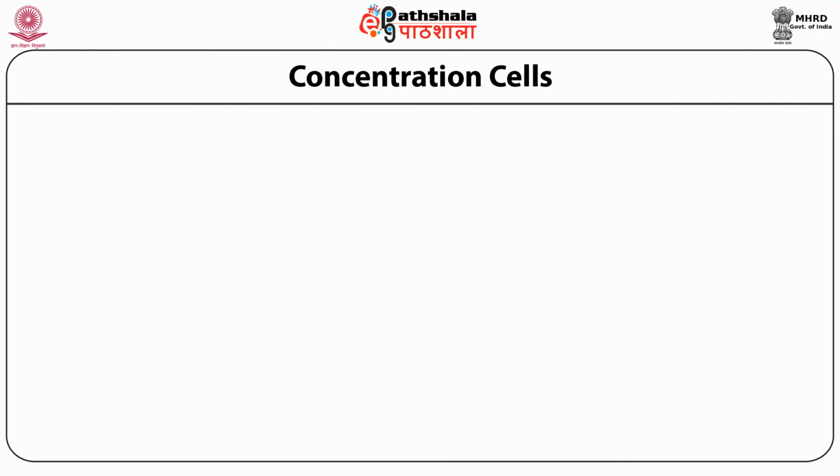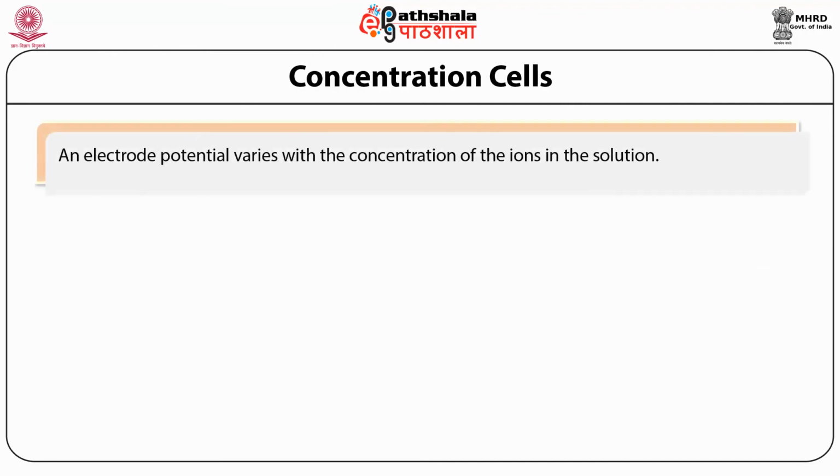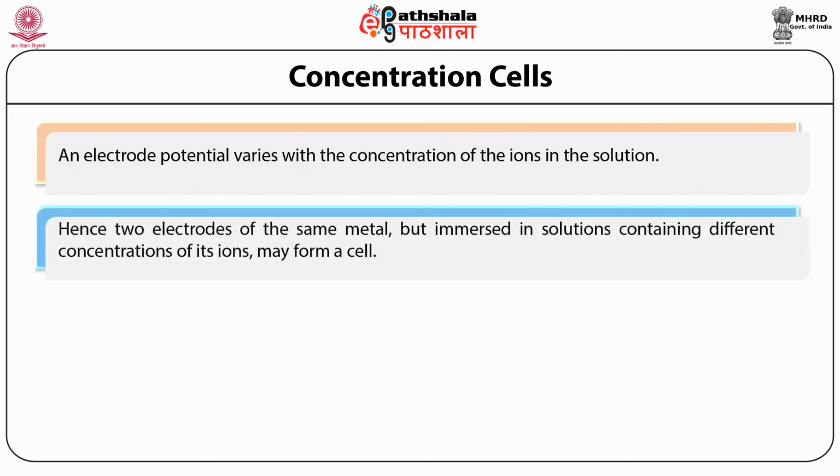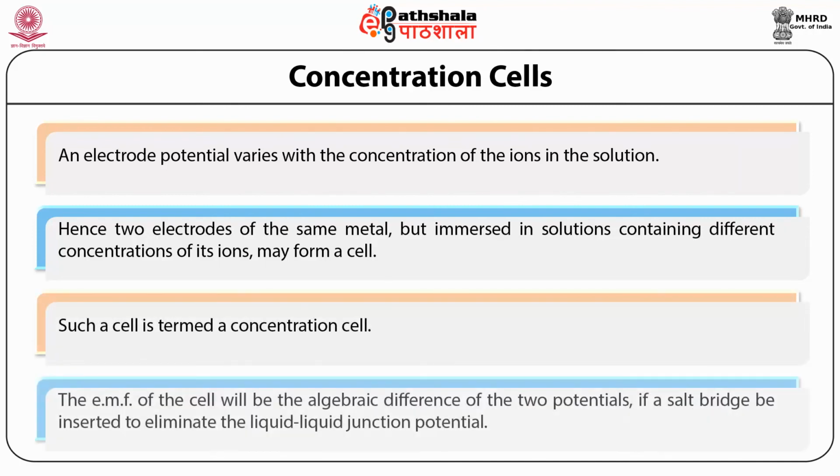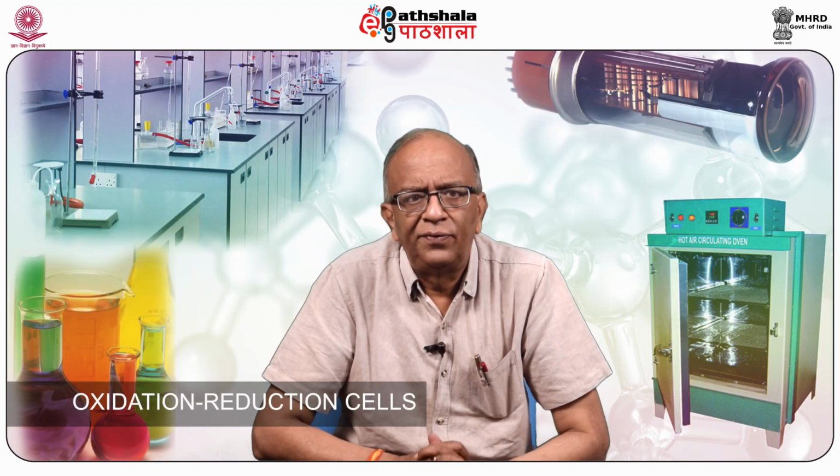Next is concentration cells. An electrode potential varies with the concentration of the ions in the solution. Hence, two electrodes of the same metal but immersed in solutions containing different concentrations of its ions may form a cell. Such a cell is termed a concentration cell. The EMF of the cell will be the algebraic difference of the two potentials, if a salt bridge is inserted to eliminate the liquid junction potential.